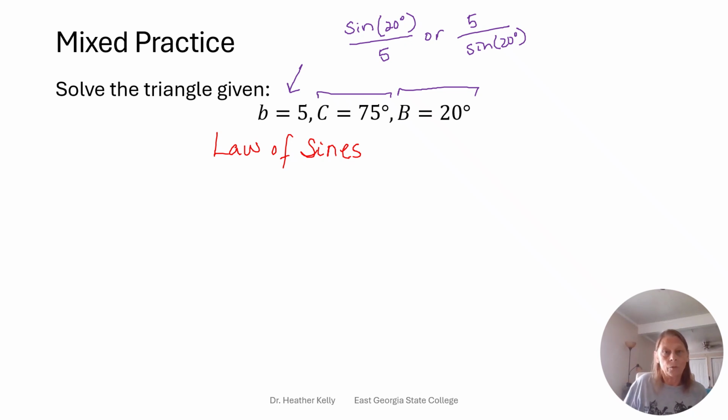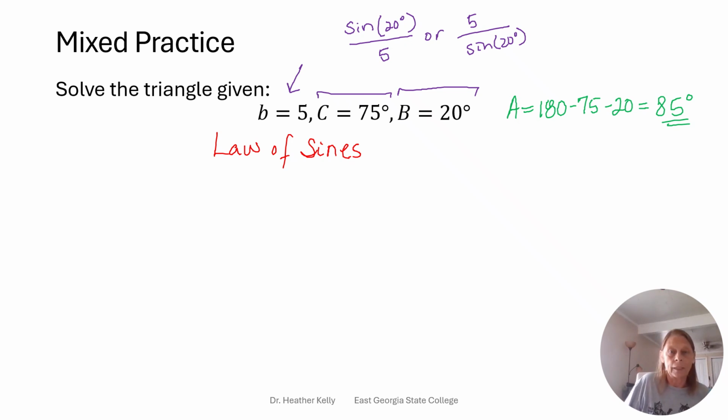Okay, so here we go. We're looking for sides here. We can find angle A. Angle A is equal to 180 minus 75 minus 20, which is equal to 85 degrees. So there's that piece. And now we can just use this other information and find the rest of the stuff.